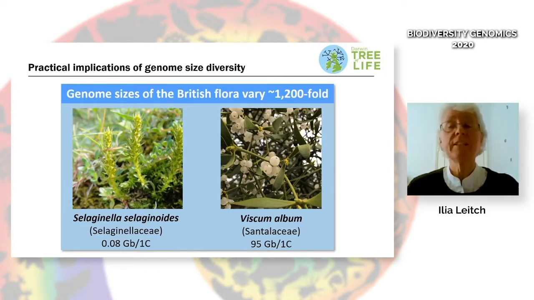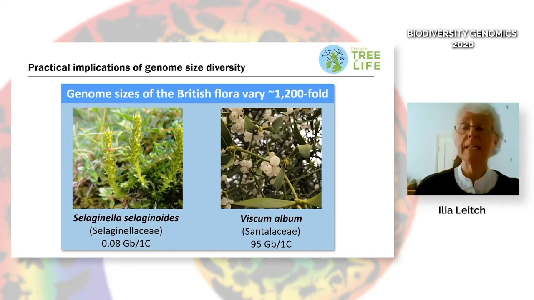Well, this genome size diversity certainly has practical implications for projects such as the Darwin Tree of Life, because what we know is that if your project is aiming to assemble whole genomes, you really need to know the genome size in order to be able to determine how much DNA sequence data you need to generate in order to get sufficient coverage and hence to ensure robust genome assemblies. You can imagine it'd be a bit of a shock if you were to start sequencing the genome of Viscum album if you had no idea just quite how big its genome would be.